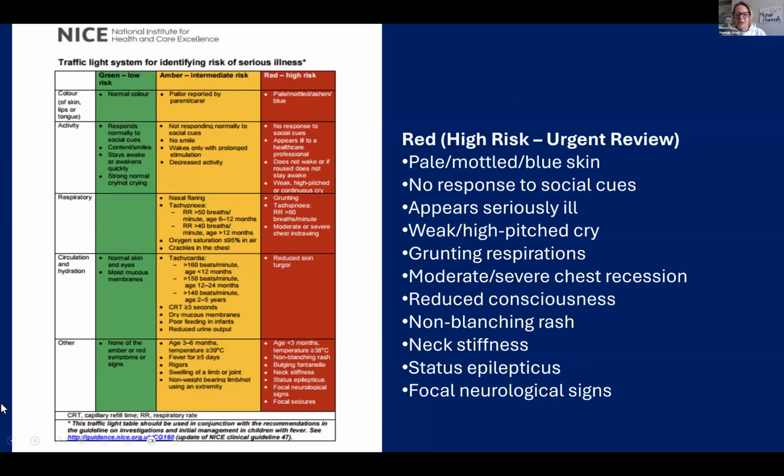The red ones are when the child is pale or mottled, no response, appears seriously unwell, has a weak high-pitched cry, grunting respirations, some chest recession, potentially reduced consciousness, a non-blanching rash, neck stiffness, so those signs of a meningitis infection, status epilepticus, and focal neurological signs. I don't think you will have a child who is this ill in your OSCE exam, but this is good to know for clinical practice and just to be aware of.